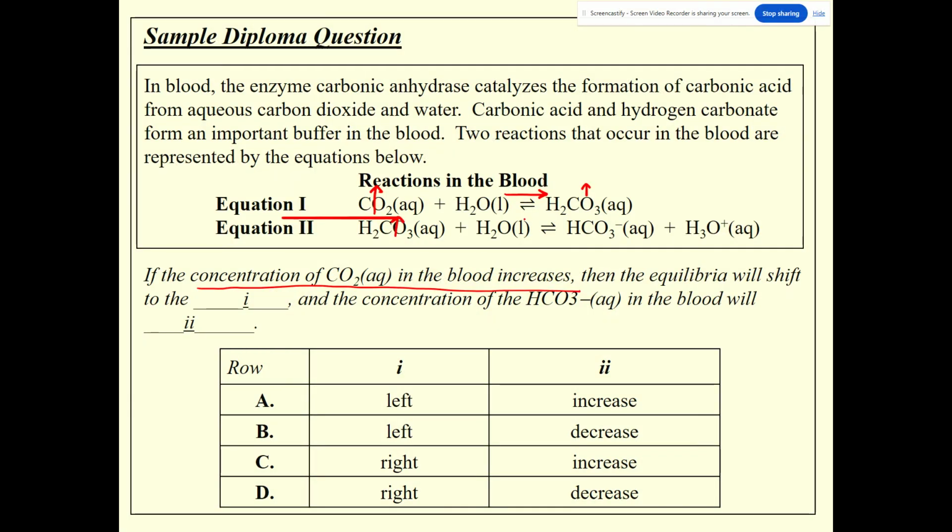So it's going to make the second equation also shift to the right, which will again increase the hydrogen carbonate ions. Okay, so the answer for this would be C. The first equation is shifting to the right, and that causes the concentration of the HCO3 to increase.